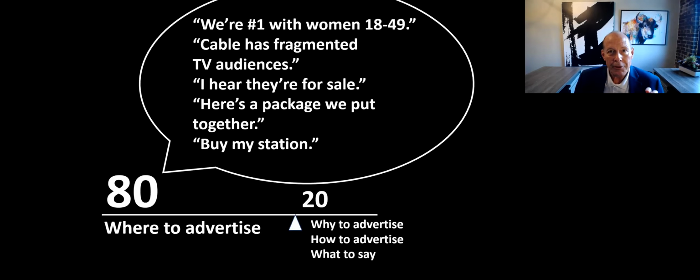So the local advertiser's dilemma is this. 80% of the time, sales reps are talking about where to advertise. And they're talking about their station, their cluster, their medium. And they're saying things like, we're number one with women, cable, don't buy TV. Cable's fragmented TV audiences. They're gossiping about that station's for sale again. They're talking about the package of the week. They're saying, buy my station, just buy my station. They're level one. You spend 80% of the time talking about level one stuff. Think about the chart. 20% of the time talking about why to advertise, how to advertise, what to say. 20% or less.